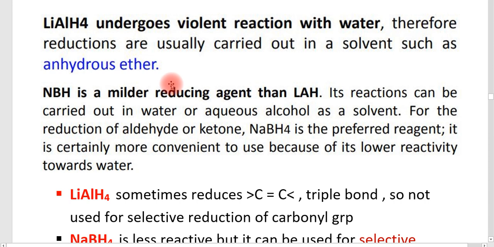Why is the ether taken? That is because lithium aluminum hydride undergoes a violent reaction with water. Therefore, the reactions are usually carried out in a solvent such as anhydrous ether.